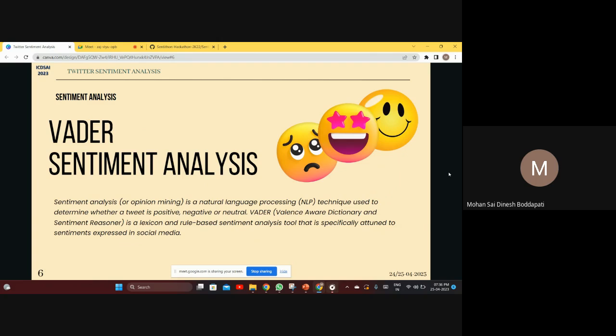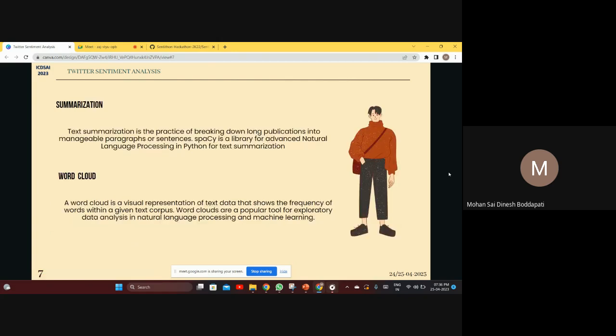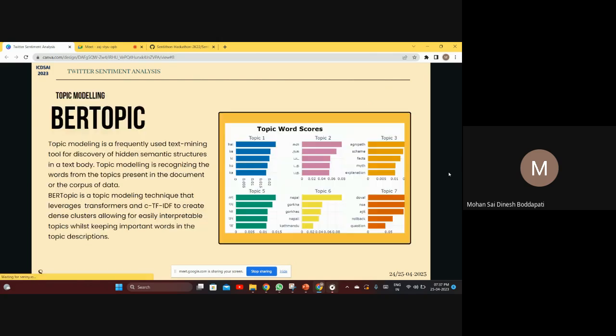It is a rule-based sentiment analysis tool that is used for social media sentiments. So we have used this model for doing sentiment analysis. And next we have summarized our positive, negative, and neutral tweets by using spaCy, by mentioning the frequency of each and every sentence. And we have constructed our word cloud for each of the positive, negative, and neutral tweets.